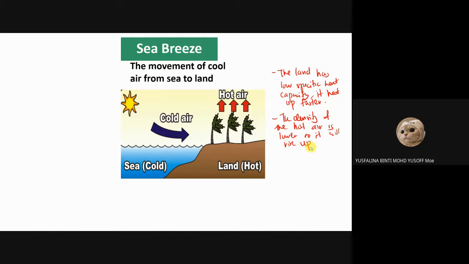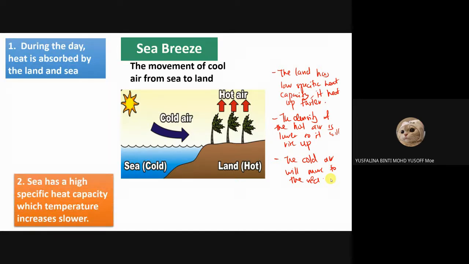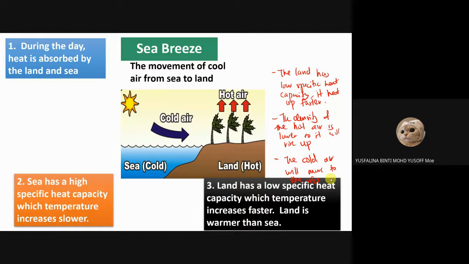Then from the sea there is cold air. Compared with the land, the sea has cold air, so the cold air will move to the land. That's why during the daytime, when you go to the beach, you can see the wind comes from the sea to the land. So this is the explanation.